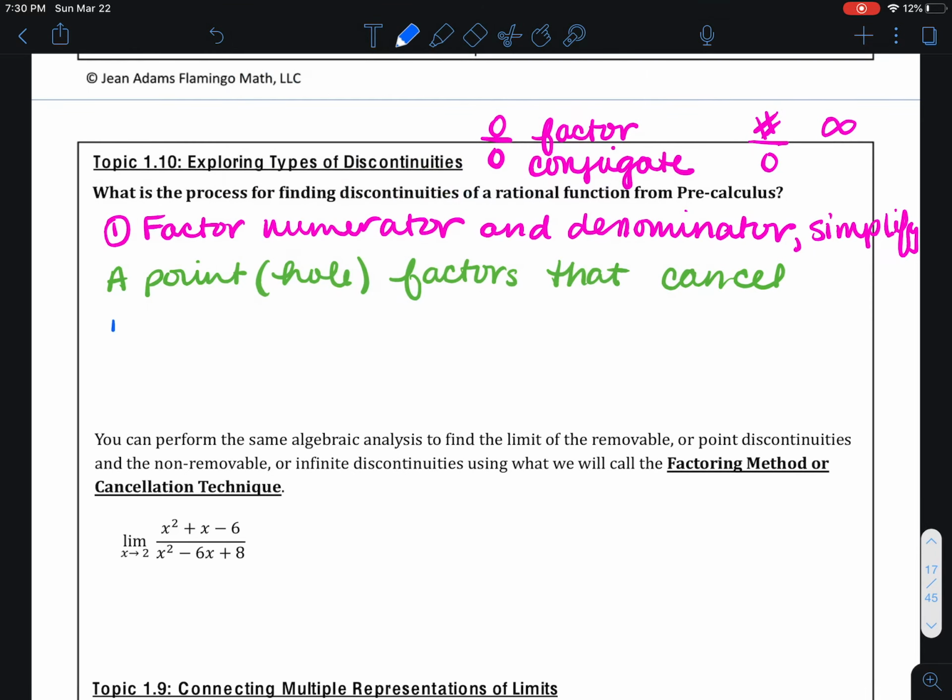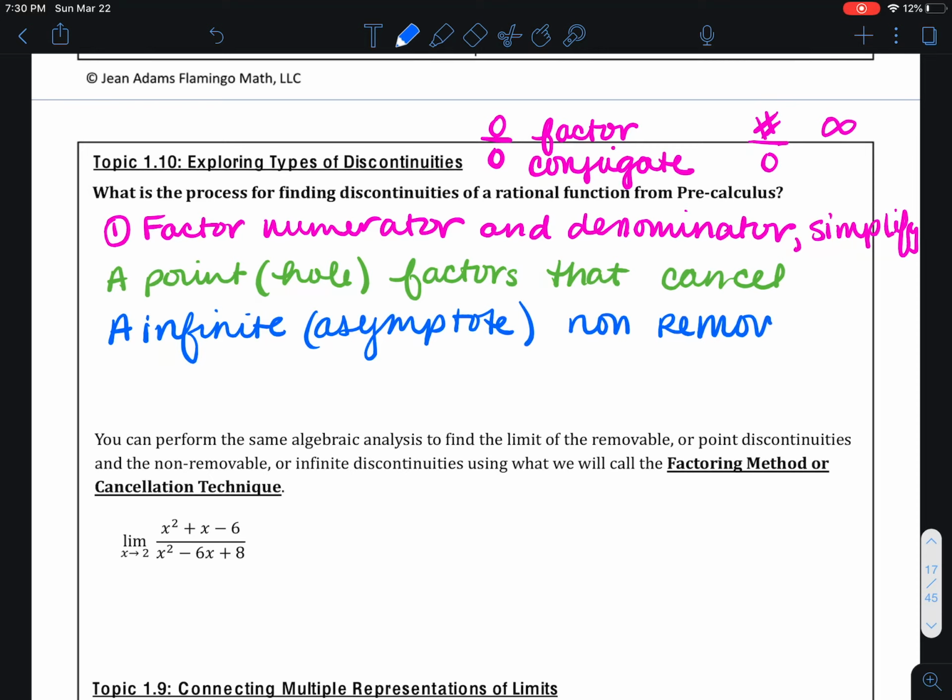An infinite discontinuity, or an asymptote, comes from non-removable factors, when you have a factor you can't get rid of.